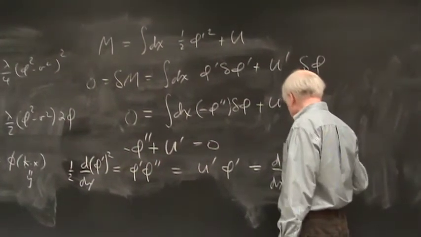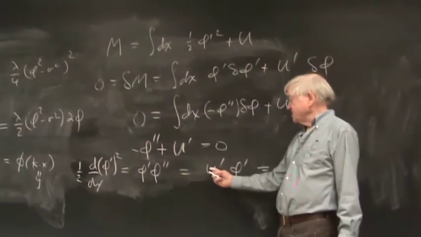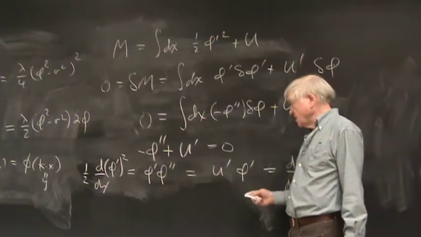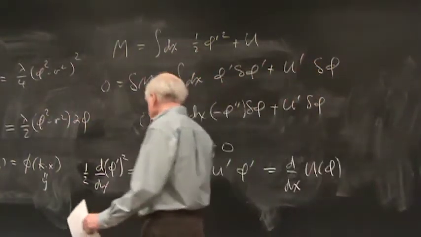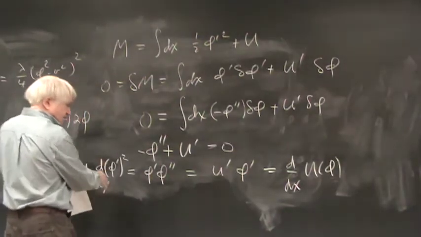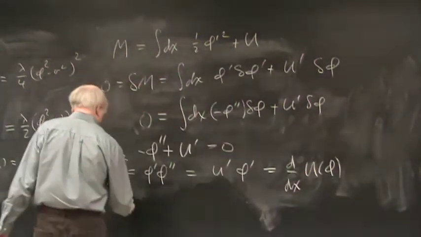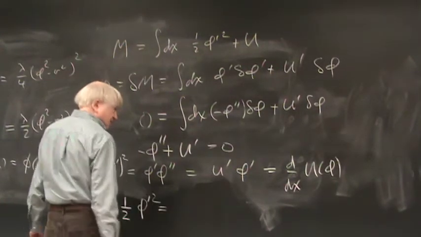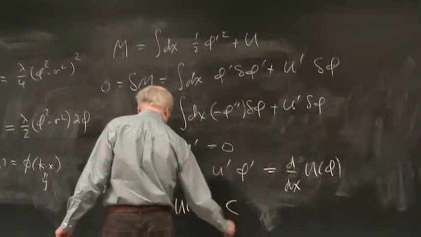This is u of phi. So du dx is du d phi times d phi dx. Now this is an equation that's very simple, because it says the x derivative of the left-hand side is equal to the x derivative of the right-hand side. And so we can write 1/2 phi prime squared is equal to u of phi plus some constant.